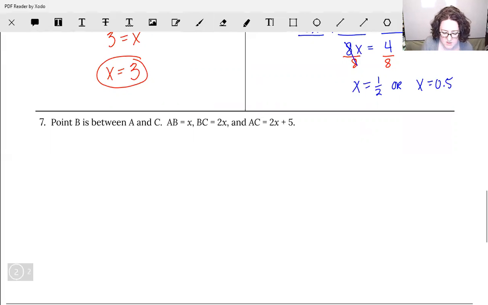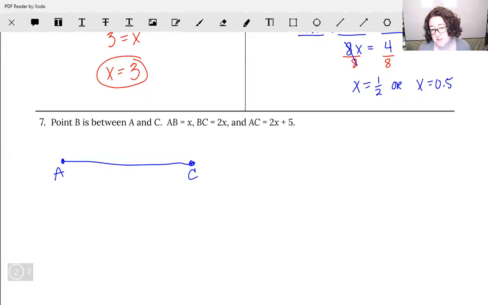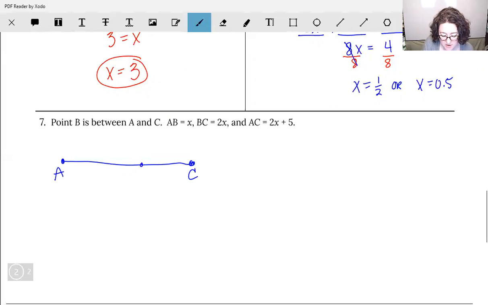Okay, so let's draw a segment. So point B is between A and C. So that means A and C have to be my endpoints. So here's my segment. Again, doesn't matter if it's perfectly straight, but kind of close. B is somewhere in between. I don't know if it's exactly in the middle, so I'm actually going to draw it off center.